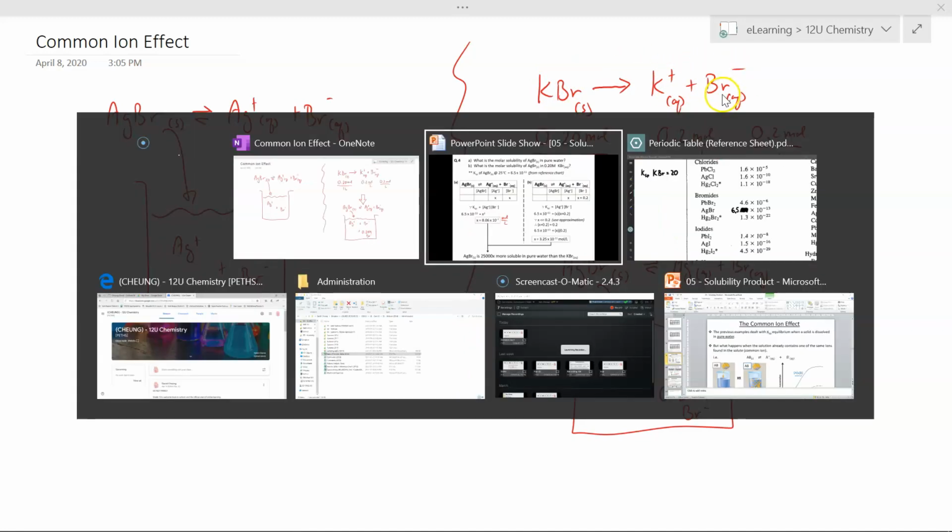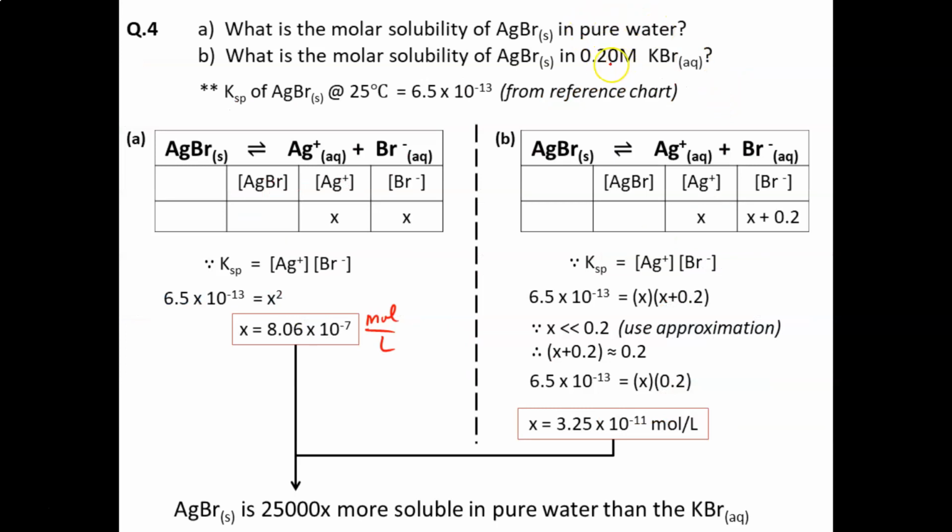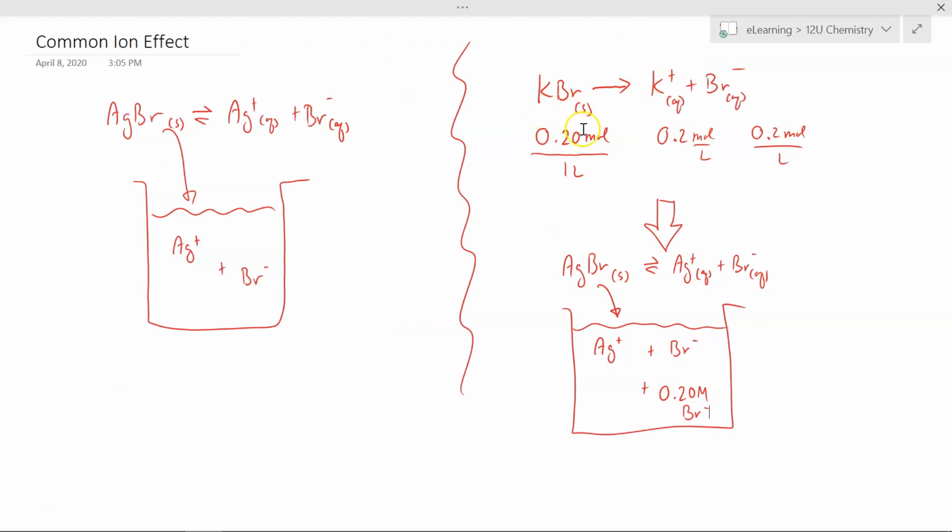However, if you look back at our question, it says it's a 0.20 molar solution of KBr. So if it's a 0.2 molar solution of KBr, meaning 0.2 moles of potassium bromide dissolved in 1 liter of solution, then that means the concentrations of potassium and bromide are 0.2 moles per liter and 0.2 moles per liter as well, because it's a 1:1:1 ratio.